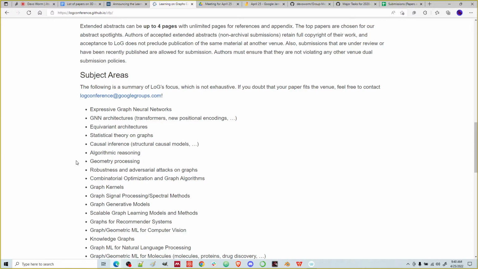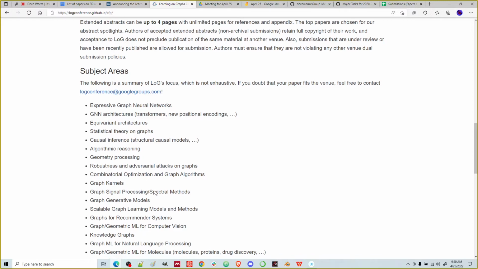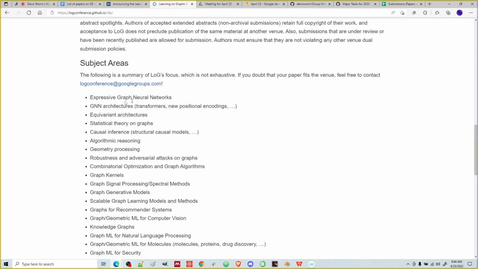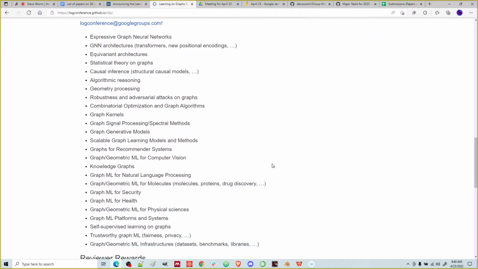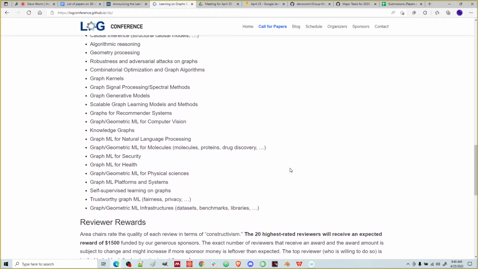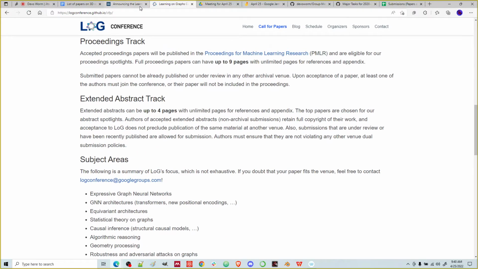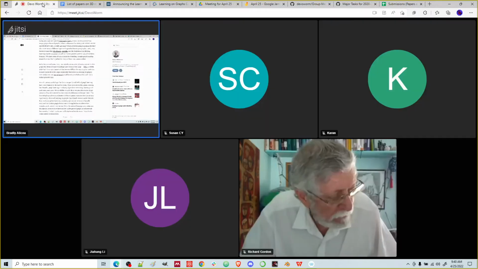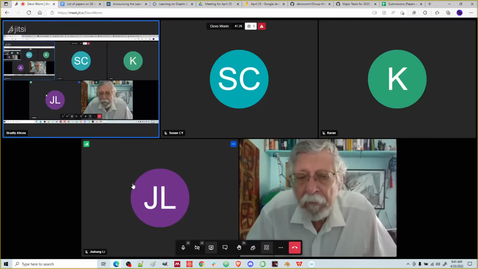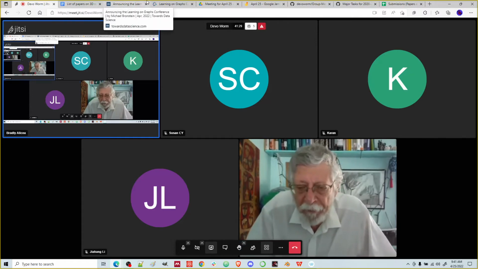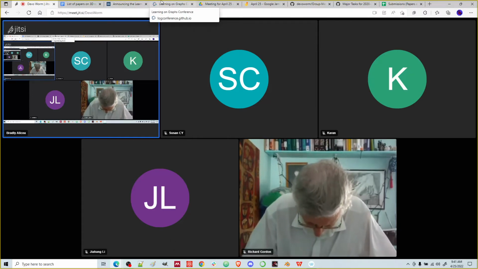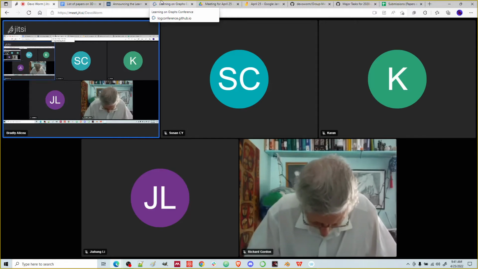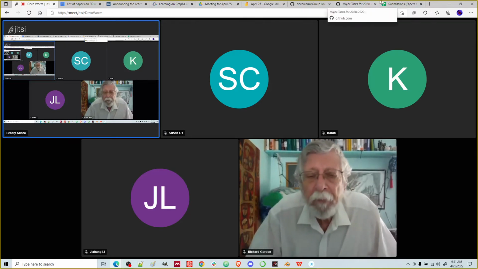It looks like there are all sorts of different approaches here, from generative models to knowledge graphs to expressive graph neural networks. So basically, it's just about anything you can think of. So that would be great if we could target that. And again, if we don't get accepted to this, we have the paper, so it's not like it's going to be a waste of time. It's just a matter of getting something off the ground and getting something tangible out there, and seeing where it goes. So that's good.